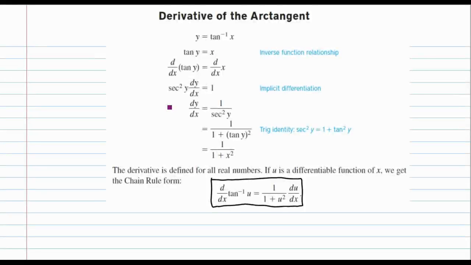This is the screencast for section 3.8, example 2. The derivative of the arctangent. Again, this is another formula that you're going to have to memorize: the derivative of inverse tangent of u is 1 over 1 plus u squared times the derivative of u with respect to x. But understanding where that derivative formula came from will help you memorize the derivative of arctangent.